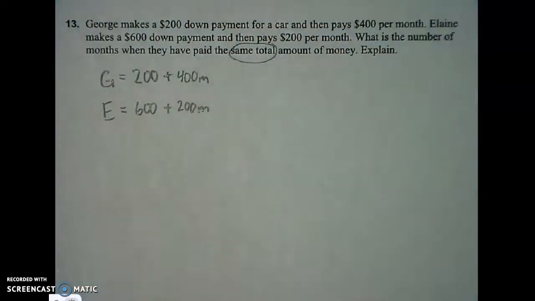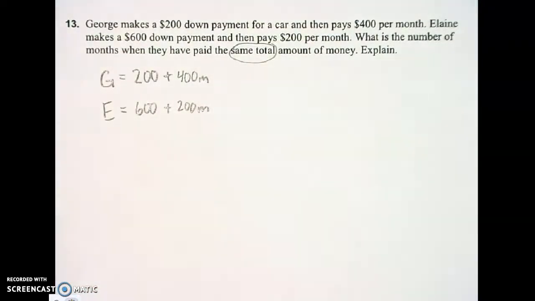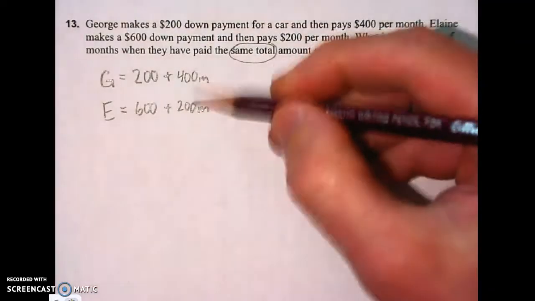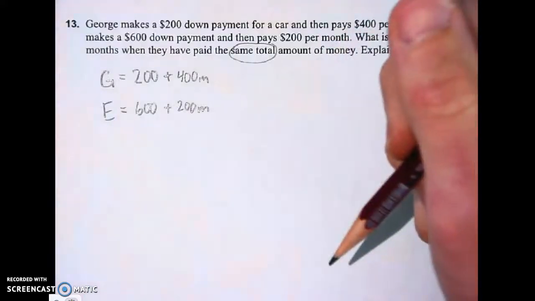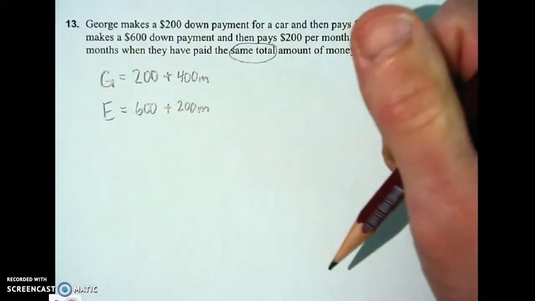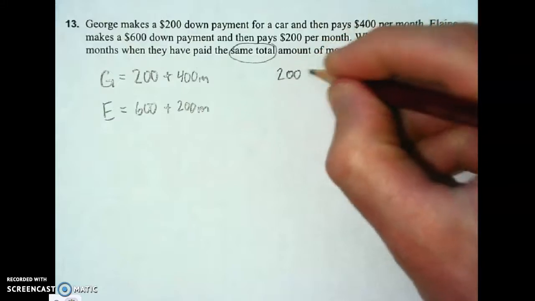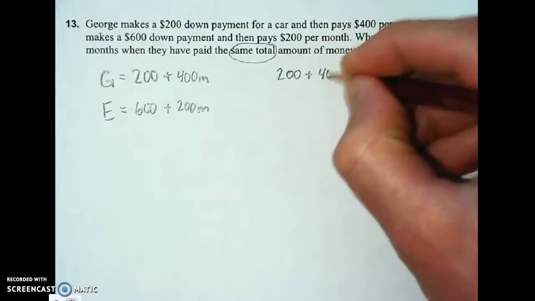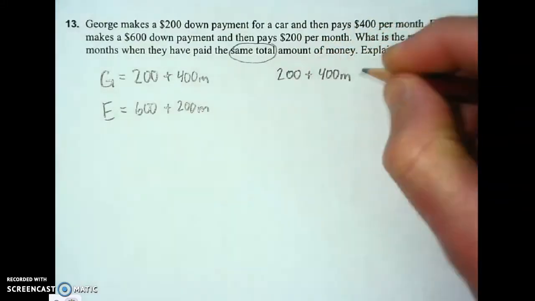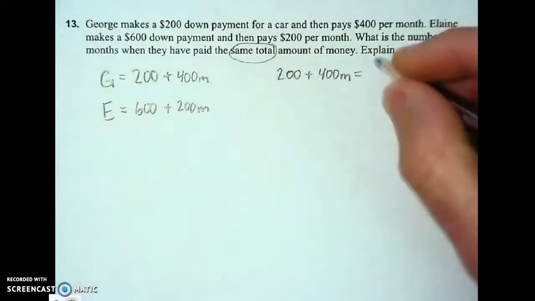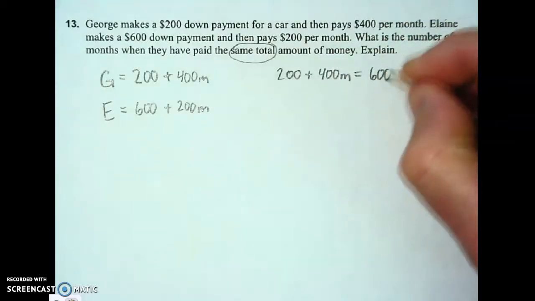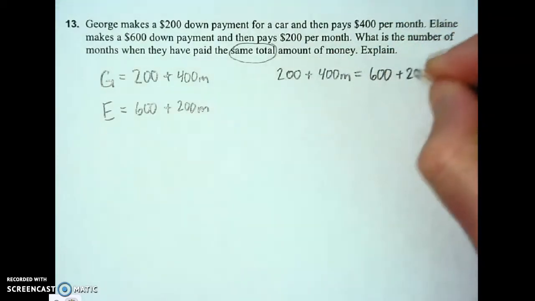I want to know when they're going to have paid the same amount. So I'm going to take these two and set George equal to Elaine, and we'll solve it. So 200 plus 400m, m being the number of months, we'll set that equal to 600 plus 200m.